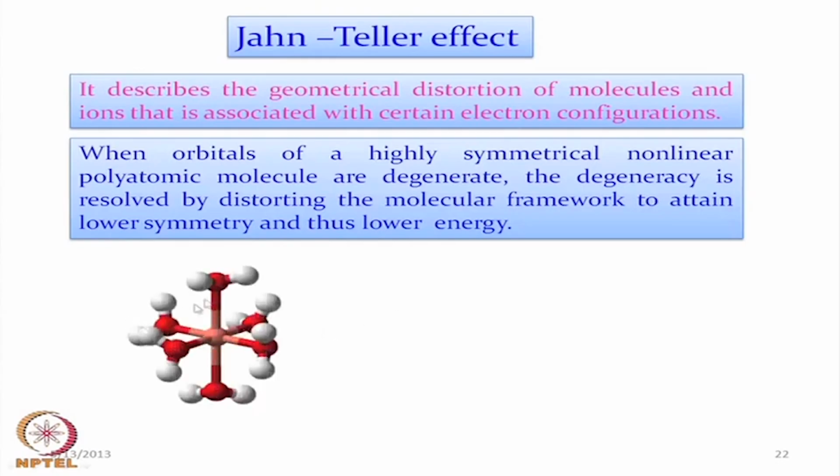So this can be a regular geometry, but if it is a copper ion, copper 2 plus, which has unequal occupancy in the Eg level, this particular molecule would be able to go for some kind of distortion, which will be applicable for a tetragonally elongated one. So that will give rise to the corresponding Jahn-Teller effect, and that we will discuss in detail in our next class. Thank you very much.